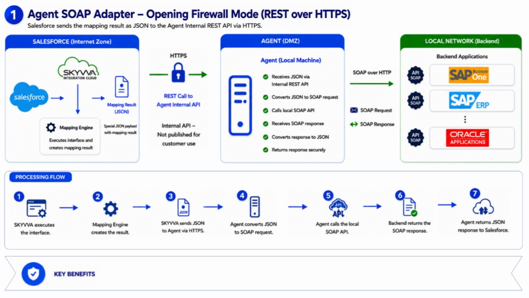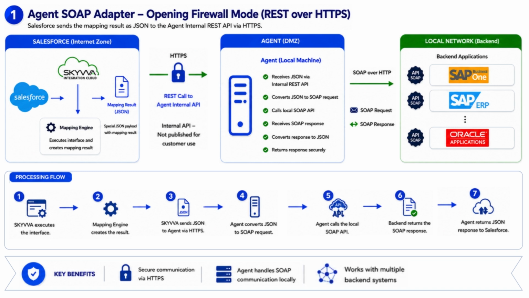Key benefits. This architecture provides several advantages. Secure communication using HTTPS. The agent handles SOAP communication locally, supports multiple backend systems such as SAP and Oracle, keeps backend applications protected inside the local network while allowing Salesforce to communicate securely through the agent. Let's move on to the next diagram.